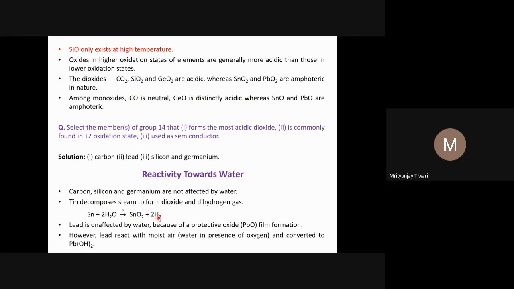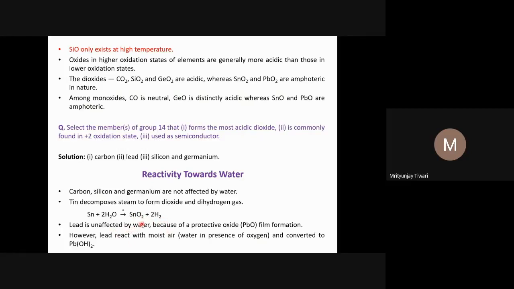So the hydrogen gas will be removed, and this is the property of metals that we know, the highly electropositive metal. So tin is an electropositive metal. It can split water, and so the hydrogen gas will be evolving during the reaction. Sn plus 2H2O gives SnO2 plus 2H2.